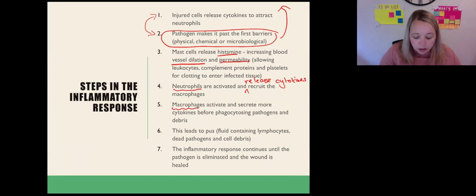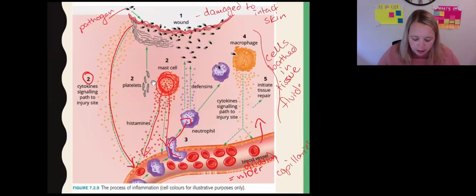So the macrophages also release cytokines, and then they start to do the phagocytosis. What you can see here is these neutrophils are coming towards, they are doing phagocytosis, the macrophages are doing phagocytosis, there are more and more cytokines. So there's lots and lots of cytokines floating around, activating more cells.